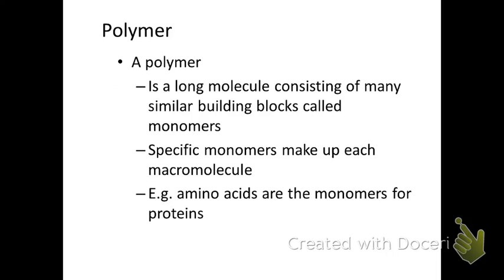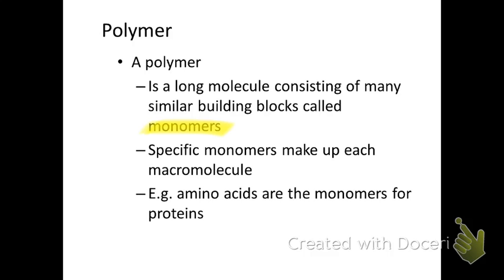Alright, so back to our idea of polymers. Remember, a polymer is a long molecule consisting of many similar building blocks, and these are called monomers. Monomers, as we discussed, are really small units, and then we link those units up over and over, and they're repeated. And those monomers eventually create the big gigantic macromolecules or polymers.